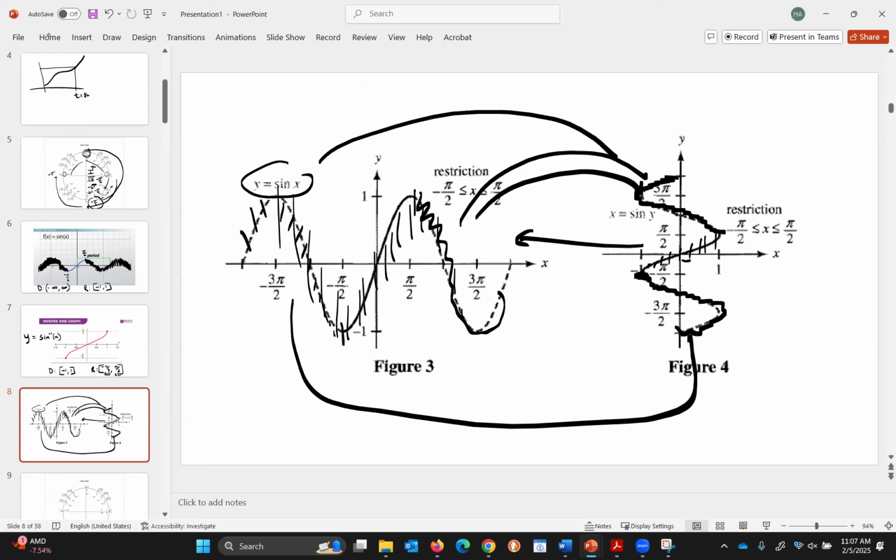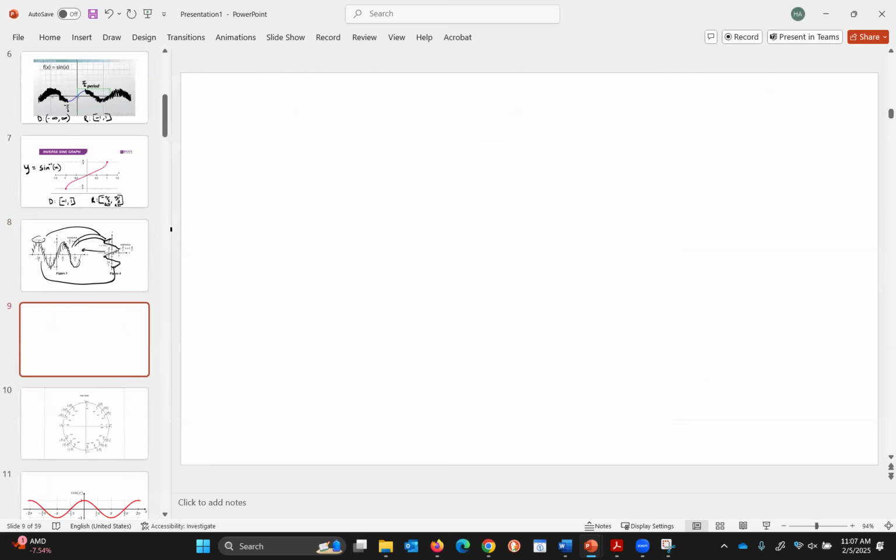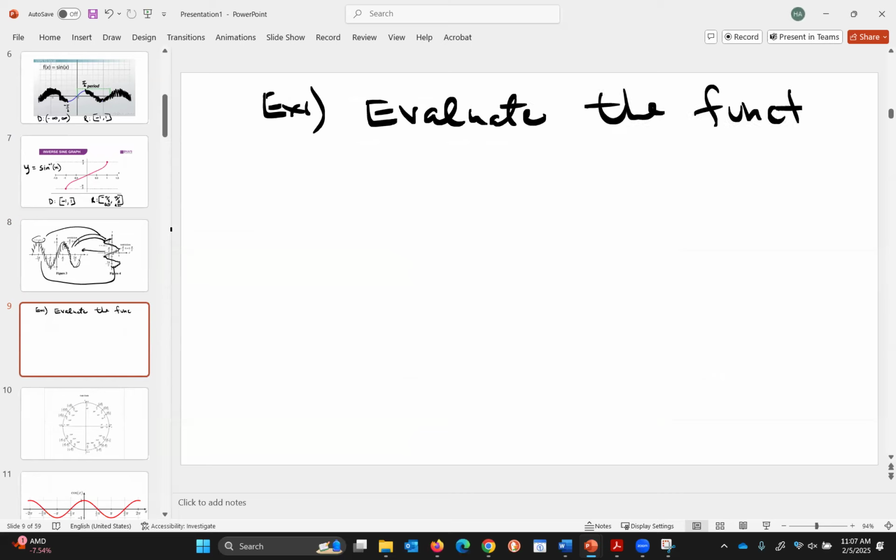Okay, let's do some examples real quick. I'm going to grab this one right here. Exercise number one, and then we'll do the cosine function. Evaluate the function. A: sine inverse of 1/2.